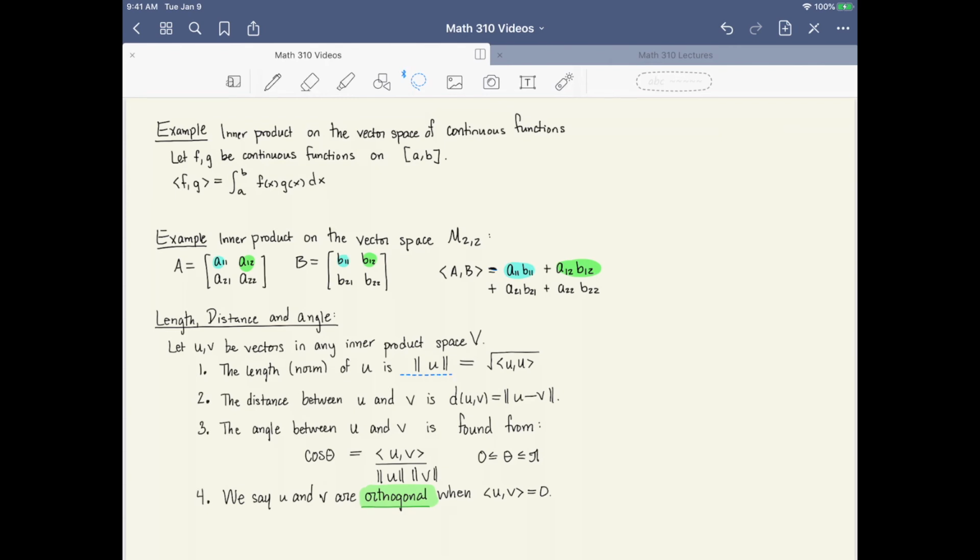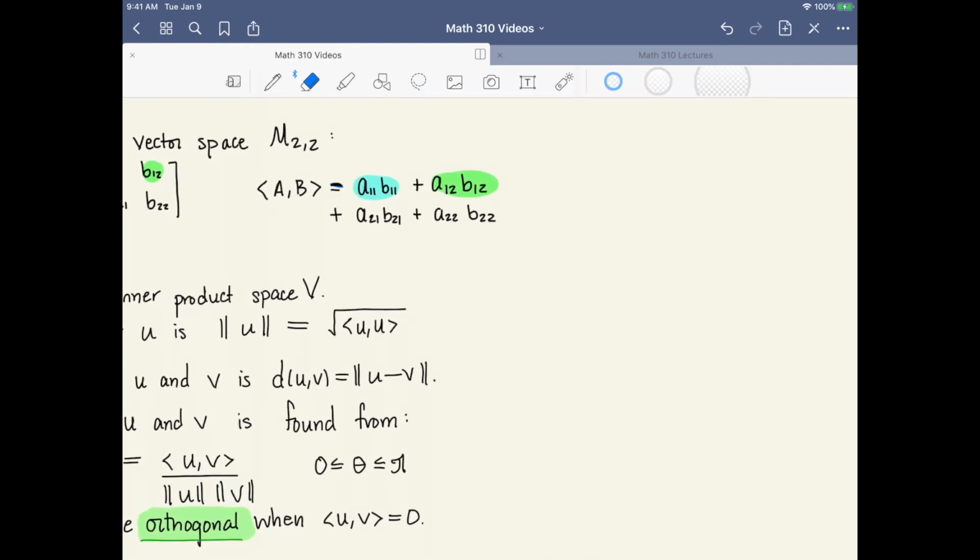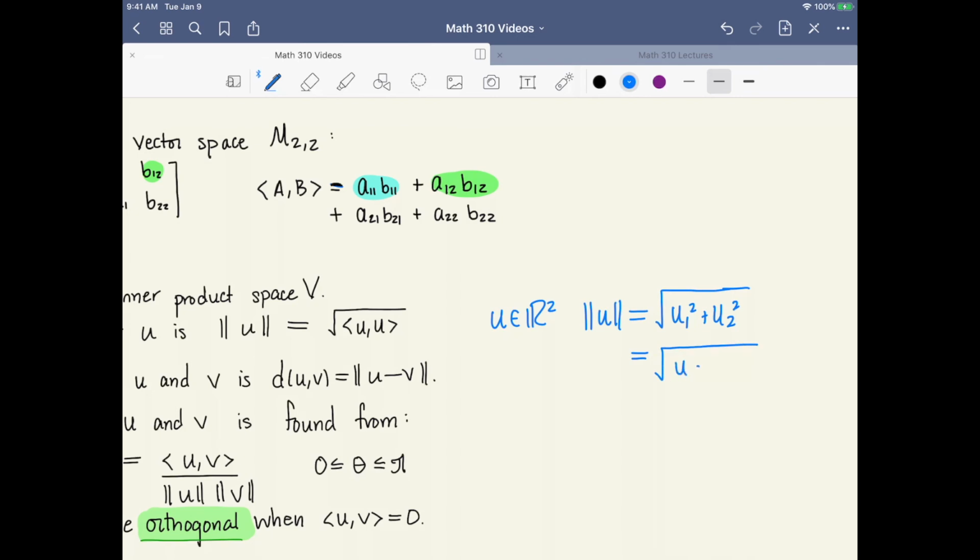We use the same notation, a double absolute value type symbol. This is going to be the square root of the inner product of U and U. Think about what we do in the normal dot product. When we're dealing with the length of a vector U in say R2, then the length of that vector U is the square root of U1 squared plus U2 squared. But this quantity that's inside the square root is just the dot product of U with itself. This is the square root of U dot U.